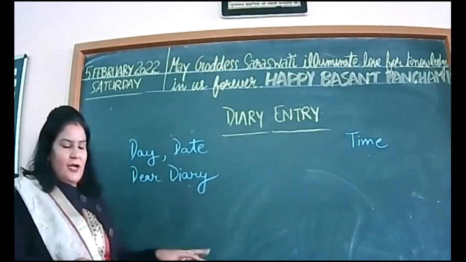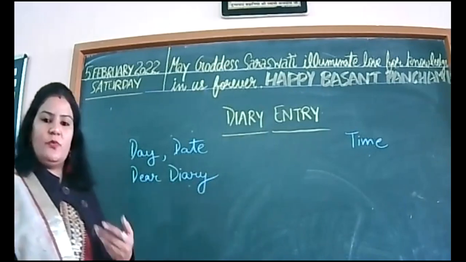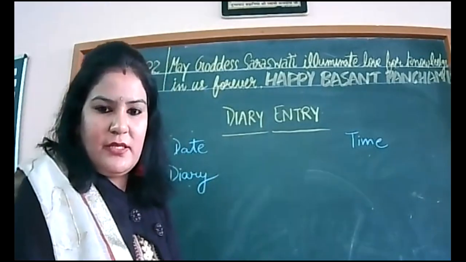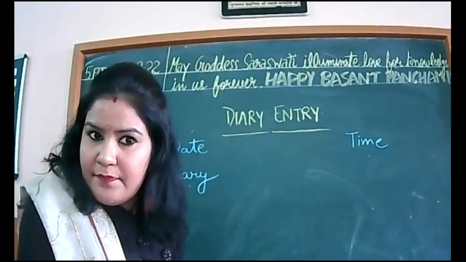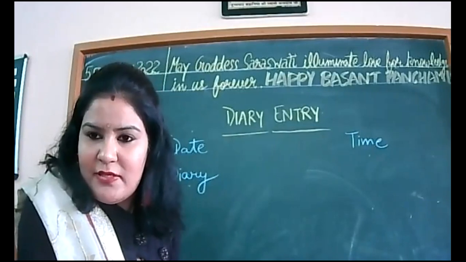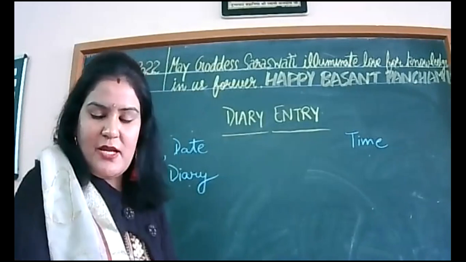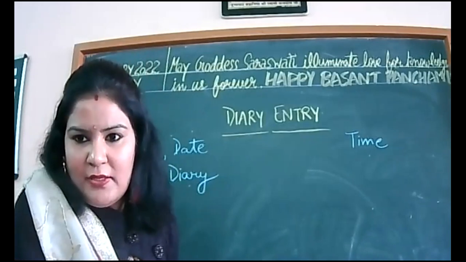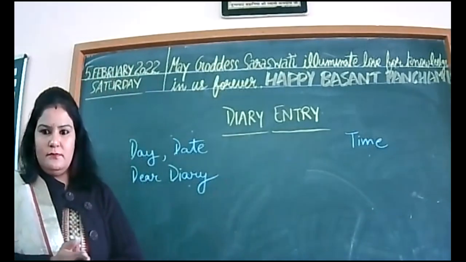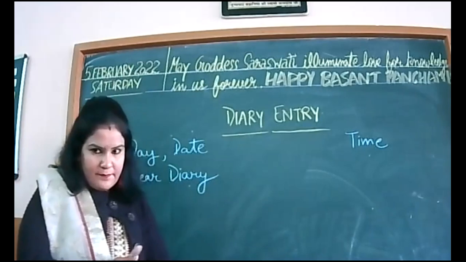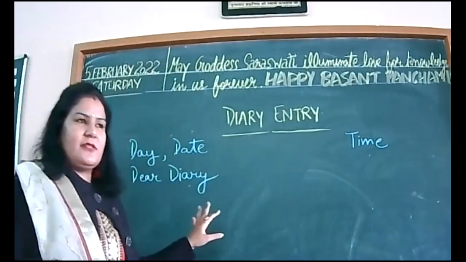And now before I start proceeding, you tell me, why do we write a diary entry? Why is there a need to make an entry into the diary? To express our feelings. Who's speaking? Wait. Those who have spoken, they can mute themselves. I want a new child every time. Now we have Lovelina of 9th B. Yes, Lovelina. To share our experiences or feelings. Yes, to share our experiences. You can mute yourself, Lovelina.